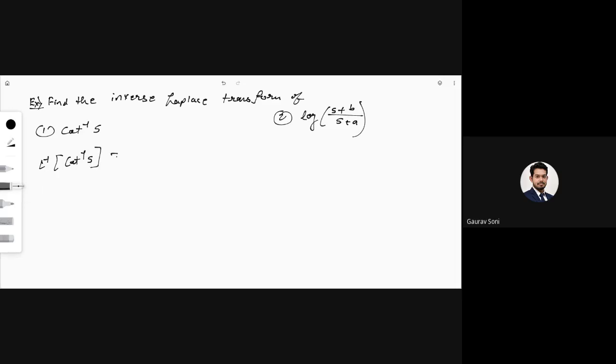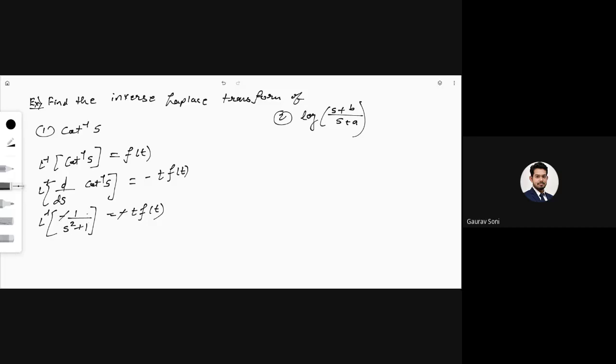Okay, I will call it, let this be equal to f of t. I don't know the answer, I'm assuming that suppose it is f of t. Then Laplace inverse of derivative of cot inverse of s, d by ds of cot inverse of s, by our property, this will have to be minus t times f of t. Right? Now, what is the derivative of cot inverse s? Derivative of cot inverse of s is minus 1 upon s square plus 1, which is equal to minus t times f of t. Minus and minus will get cancelled out.